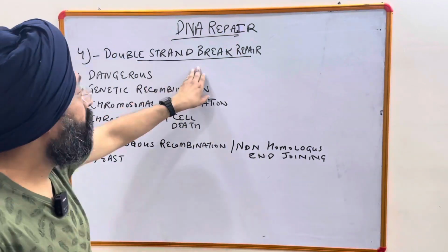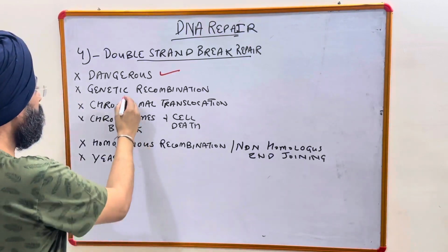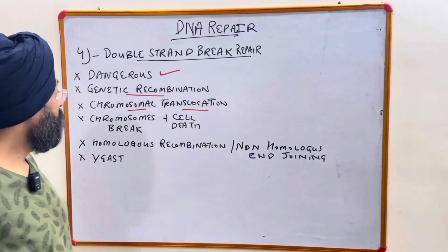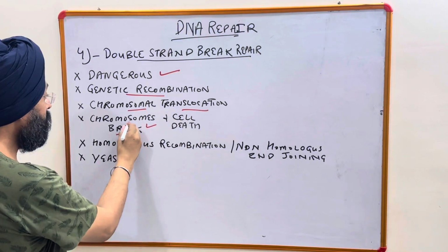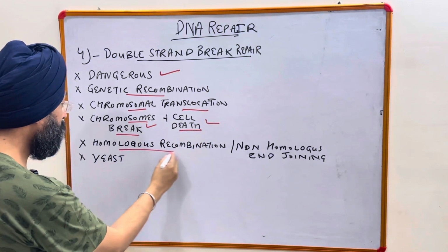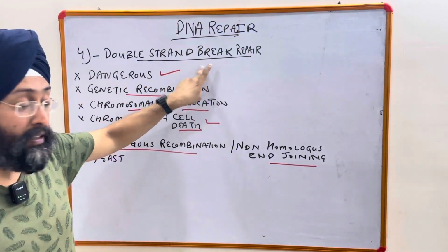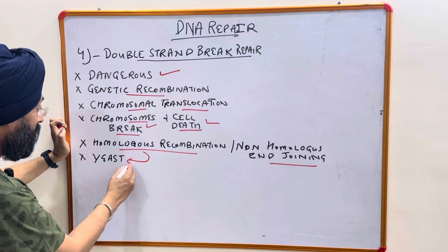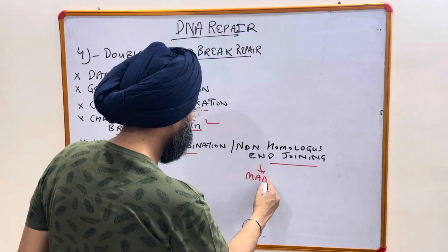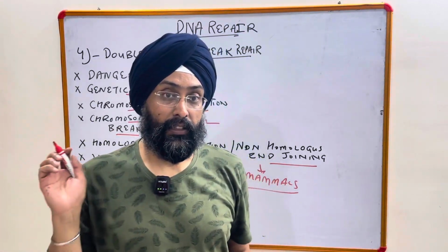Now the last is double strand break repair, and it is very dangerous, first thing, and it results in genetic recombination as well, and that can lead to chromosomal translocation, chromosomal breakage, and cell death as well, right? And it is repaired by homologous recombination and non-homologous end joining in double strand break repair. But homologous recombination occurs in yeast, and non-homologous end joining occurs in mammals, right? So that finishes with our class on DNA repair.